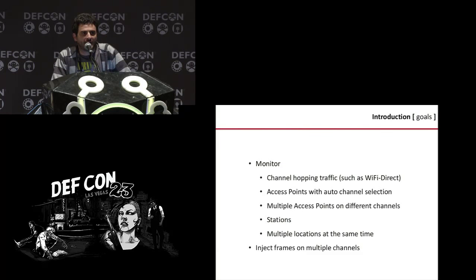So we defined the goals of our project and our talk. And here are the goals. Monitor channel hopping traffic, such as Wi-Fi Direct. Monitor access points with automatic channel selection. There are access points that change the channel in which they are working according to how much traffic there is or other parameters. Monitor multiple access points at the same time. Monitor stations, which can be connected to one access point using a channel and later connected to another one using another channel. Monitor multiple locations at the same time. And the last one of our goals, which is not about monitoring but is quite related to it, is to inject frames on different channels at the same time.